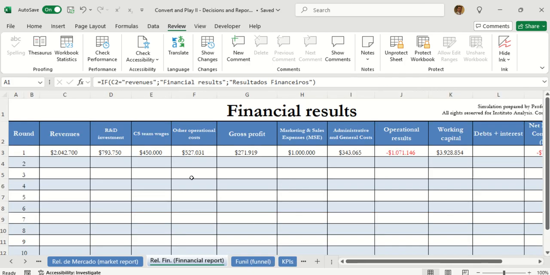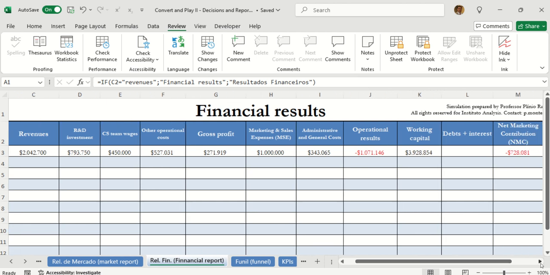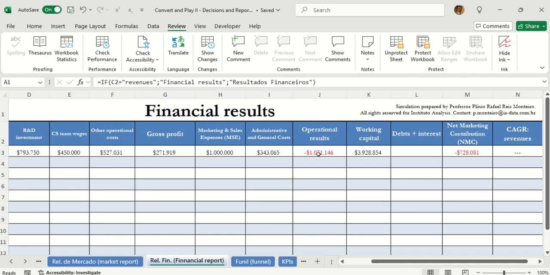In the next tab, we have here the financial metrics, and basically you have your revenues, your R&D investments, how much you paid for wages this year, and then you have other operational costs that cost you like these. So the gross profit is the revenues subtracted by these three other measures here. So this was the gross profit. Then we subtract the marketing and sales expenses and the administrative and general costs, and from this I have my operational results. Since I started with $5 million, now I have this amount of money in my business.